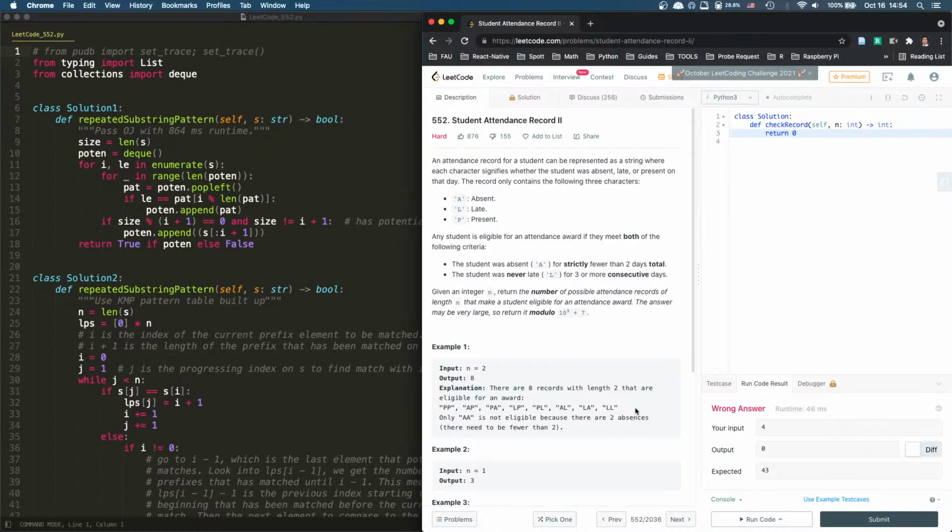All these situations. All right. 2 A's. It doesn't matter where they are, so it's C4 choose 2, right? And it could be 3 A's, C4 choose 3, and it could be 4 A's, C4 choose 4. But 1 A is allowed.